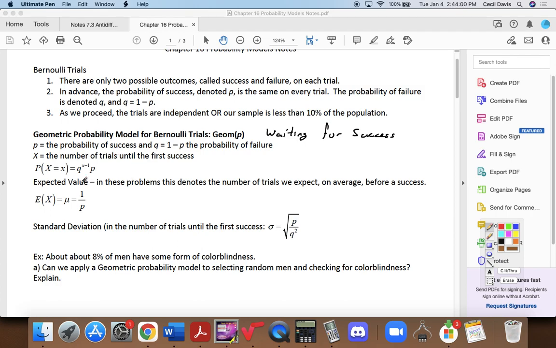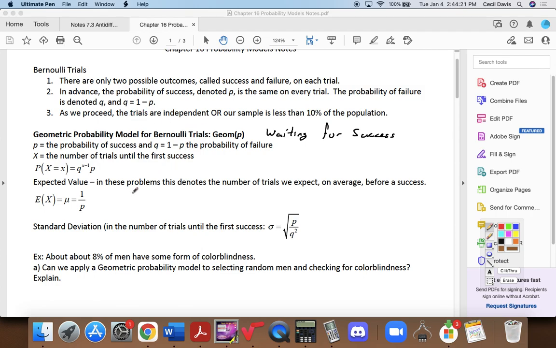Well, think about it for just a second. If it takes you 4 tries to make it, how many failures did you have? 3. And how many successes? 1. So the 4 minus 1 would be 3 failures and 1 success.